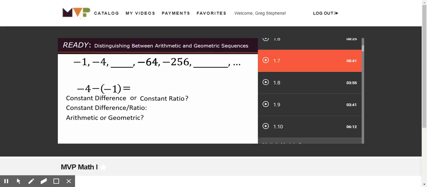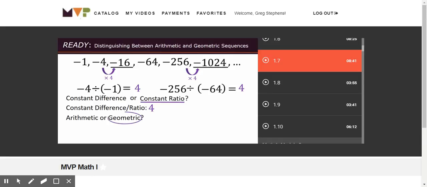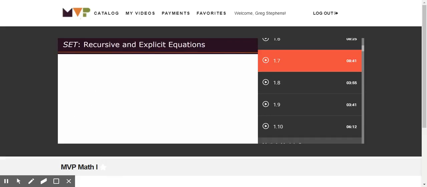To find the common ratio, divide -4 by -1. The quotient is 4. Next, divide -256 by -64. Again, the quotient is 4. The number 4 is the common ratio. The number following -4 in the sequence is 4 times -4, or -16. The number following -256 is 4 times -256, or -1024. The sequence is geometric.